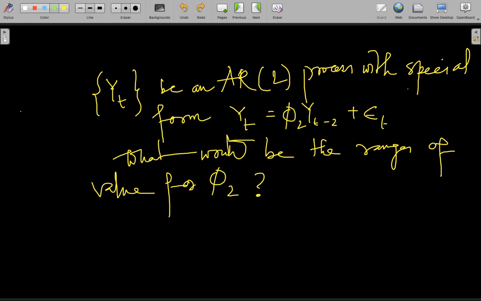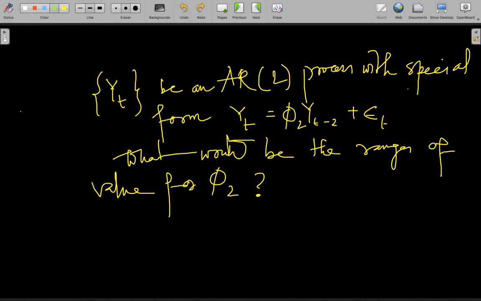When we are trying to identify the value of phi 2, we don't have to scratch our head. We can simply use the stationarity principle that we have for AR process, and using those principles, we can identify the value of phi 2. So normally what we use is the expectation term, the variance term, and the covariance term. So let's see what we need to solve this particular problem.